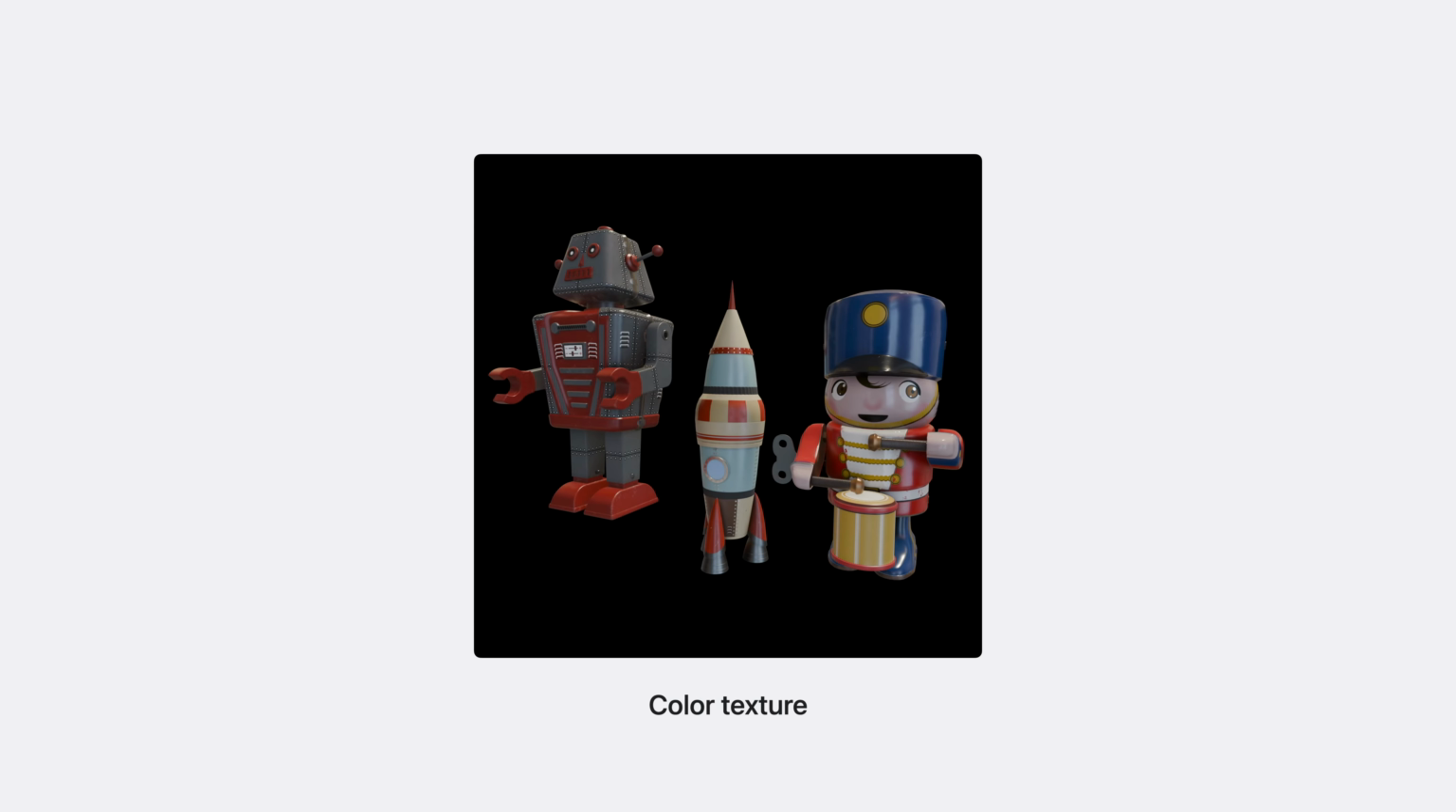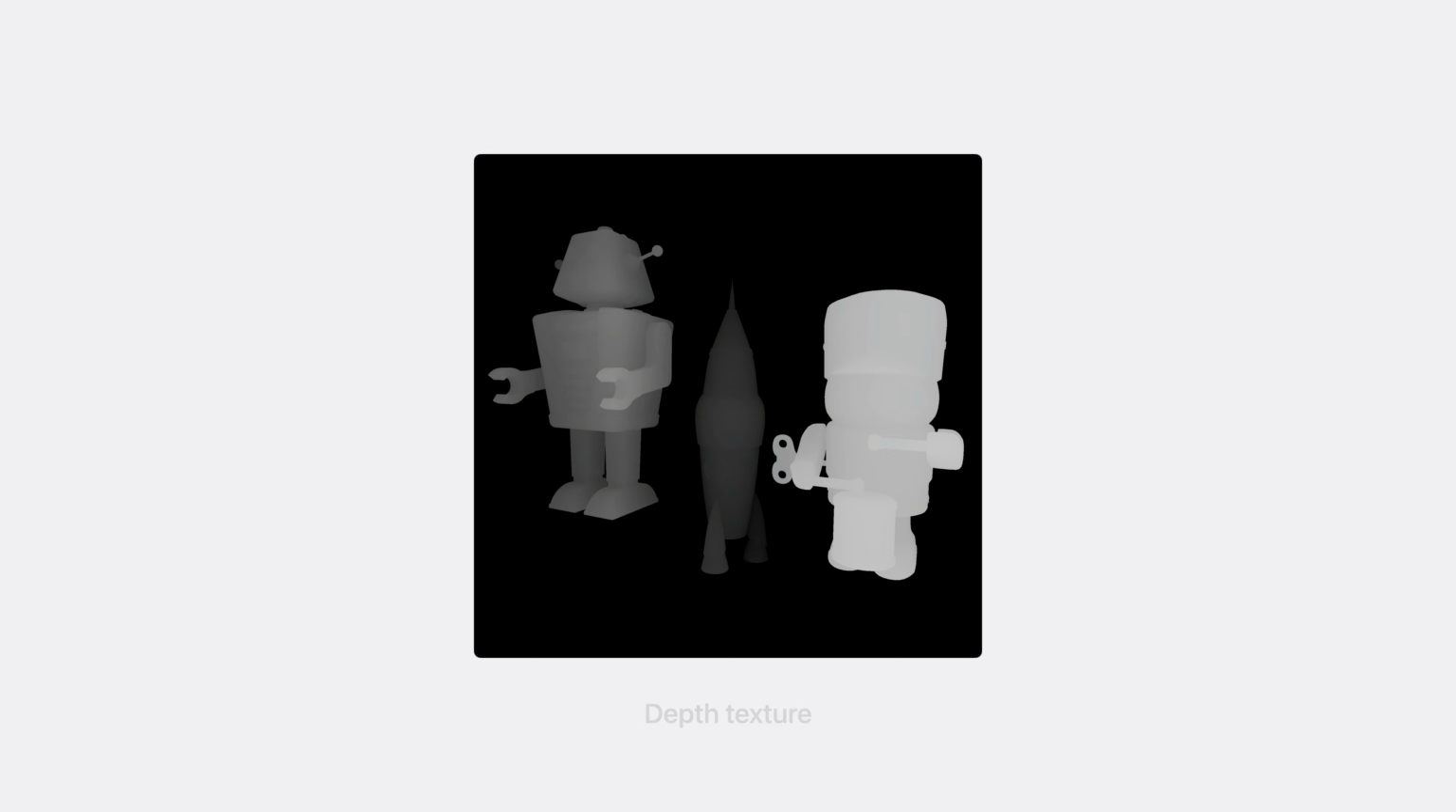With Compositor Services, the drawable provides several textures your app can use to render content. You might be familiar with the color texture, which is what the viewer of your app sees. There's also the depth texture, where darker colors indicate objects that are farther from the viewer. The system uses this texture to make your display content more accurate as the viewer moves around the scene.